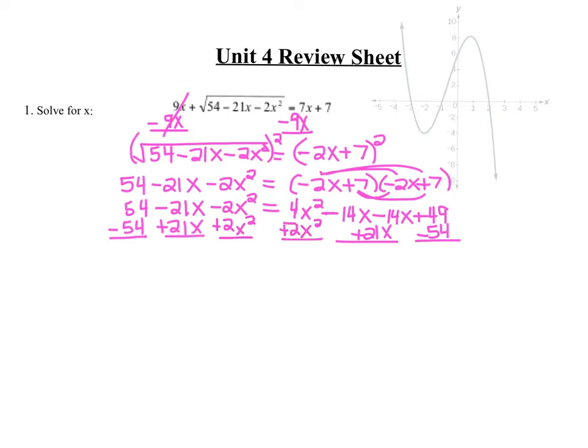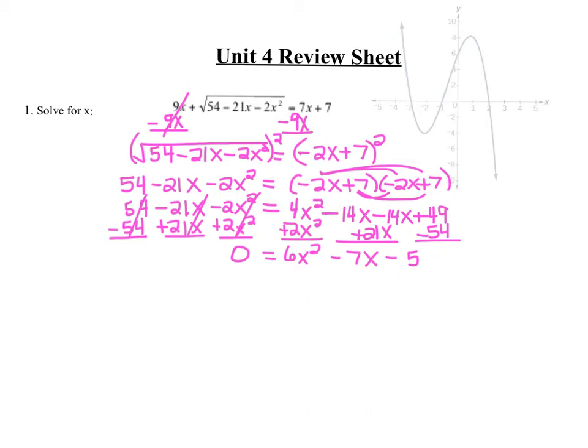So on the left-hand side of the equation, everything cancels. And on the right-hand side, 4x squared plus 2x squared is 6x squared. And then when I combine negative 14x and positive 21x, well, negative 14 minus 14 is negative 28. And negative 28 plus 21 would be negative 7. So that'll give me minus 7x. And then finally, 49 minus 54 is negative 5. Okay, now we're just going to solve.